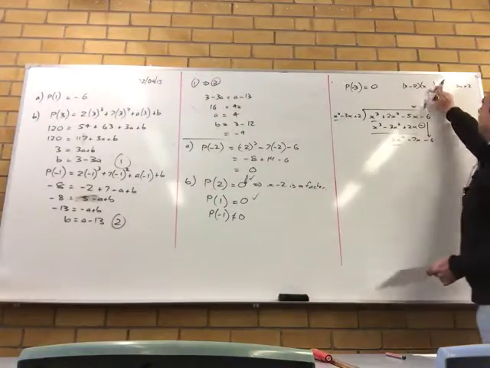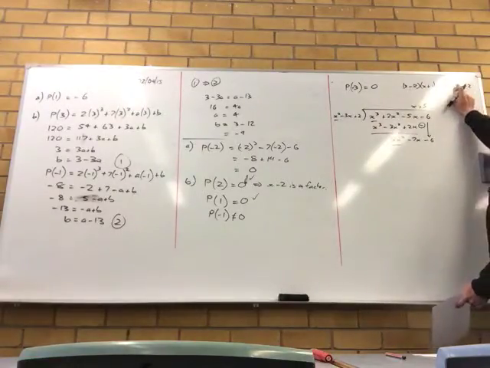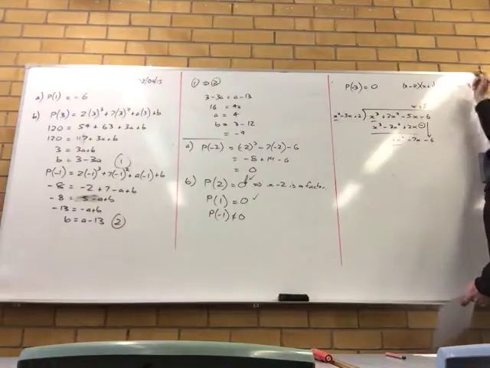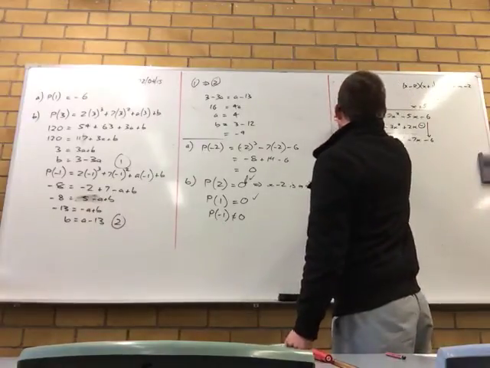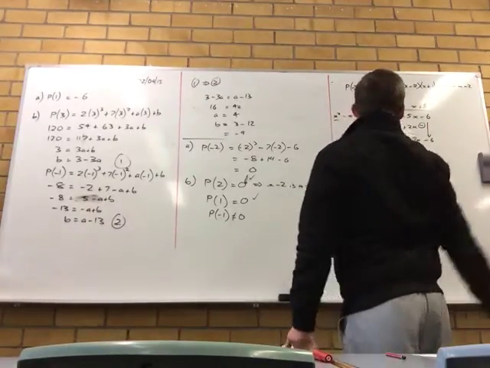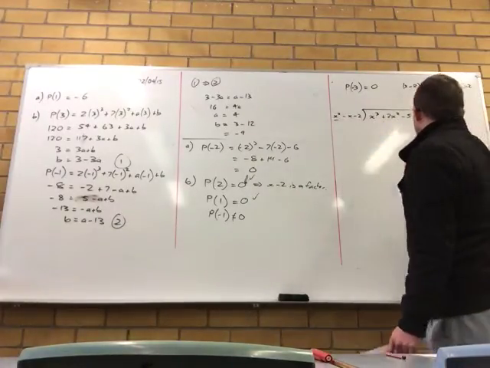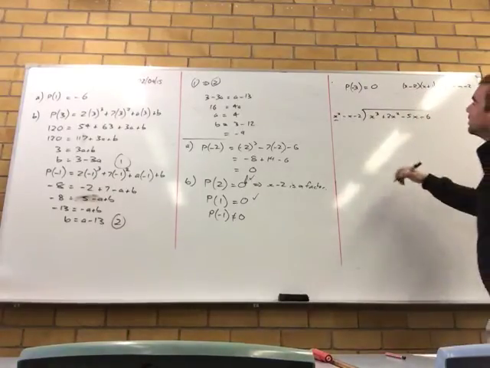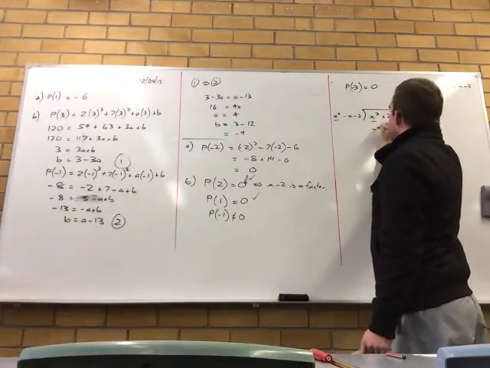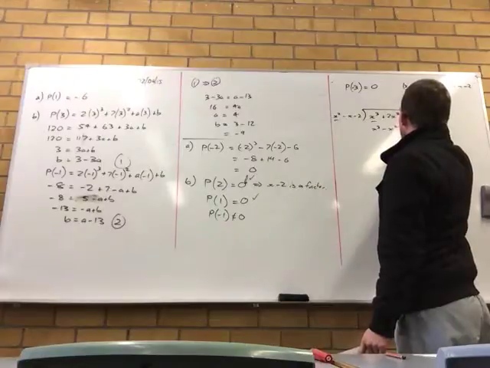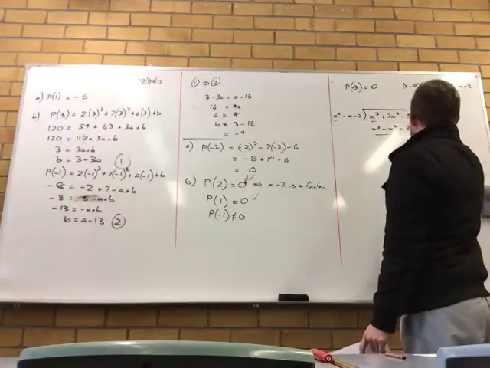So this should be a plus. X squared, take away x, take away 2. So x cubed, take away x squared, take away 2x. So negative 3x, take away 6, x take away 3.